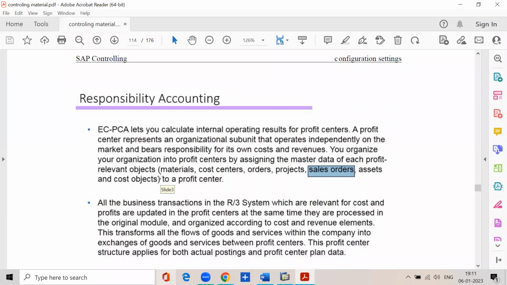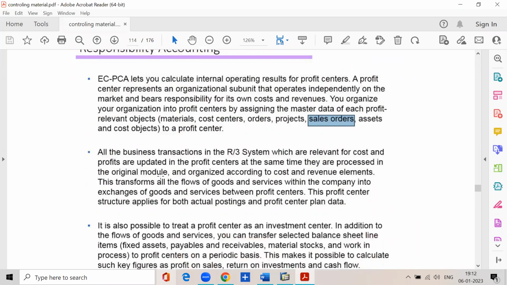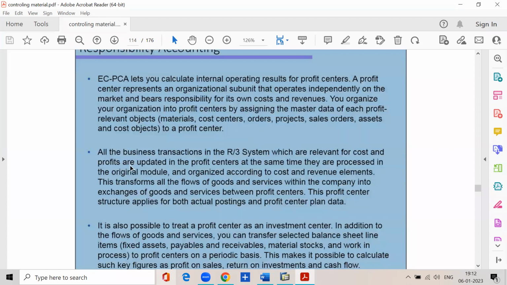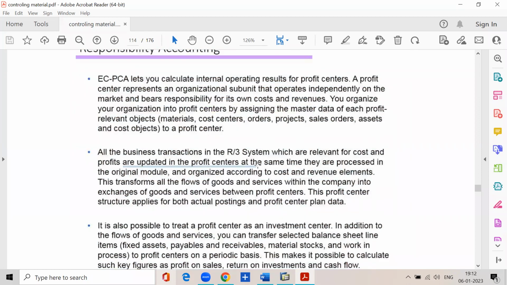As a result, the expenses and revenues will flow to the profit centers from the respective controlling objects. Then, all the business transactions in the R/3 system which are relevant for cost and profits are updated in the profit centers. At the same time, they are processed in the original module. Say, for example, we are posting expenses in F-05.